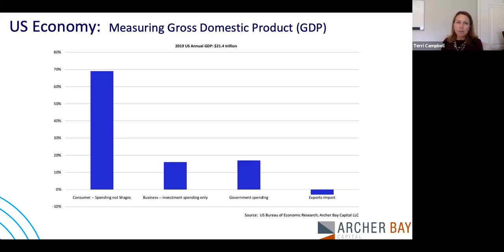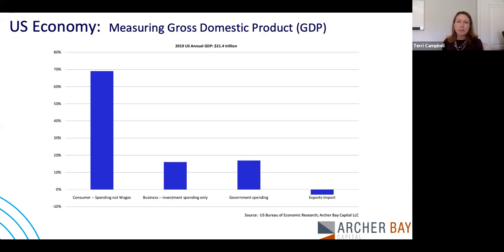Same is true for government spending. This isn't the full amount of government spending. This is what the government is spending on an end market basis. It does not include, say, Social Security payments, because in the way that this is measured, those Social Security payments go to the consumer and the consumer decides to spend them. It gets captured in that place. They don't want to double count.